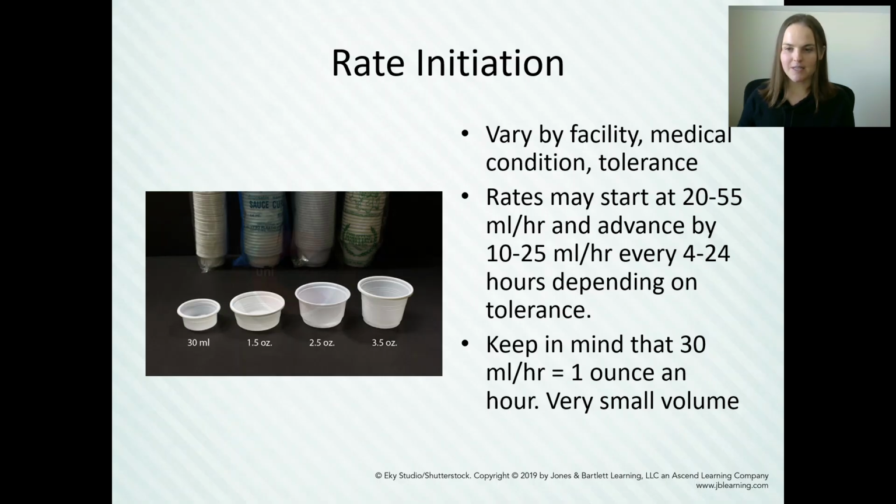I have found that it is helpful to keep in mind that 30 mils an hour is an ounce provided over an hour. So it's a very, very small volume, like a trickle of nutrition that's provided over an hour. So when you're thinking about rate advancement, 10 mils an hour is quite small. So just keep that in mind as you're writing your orders.